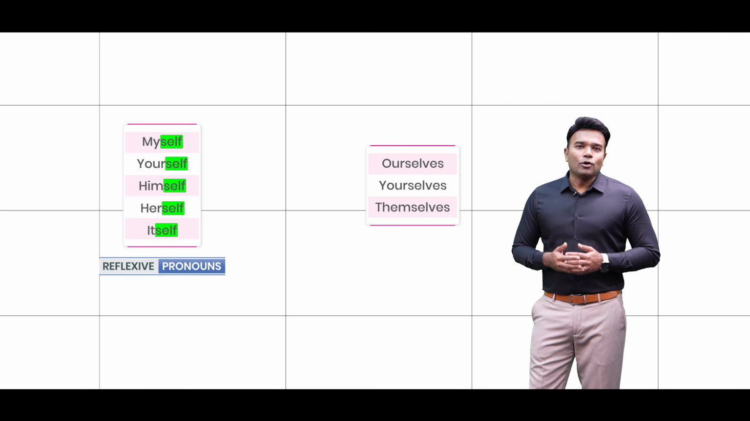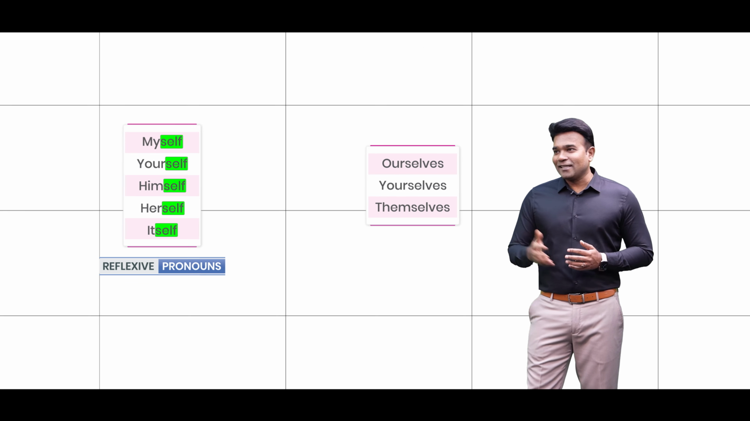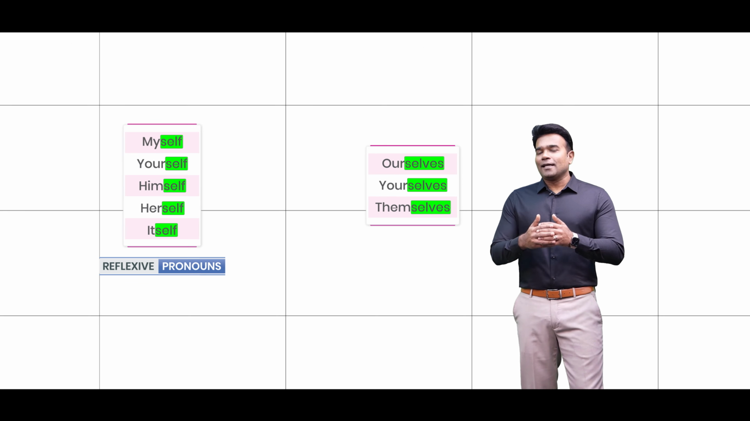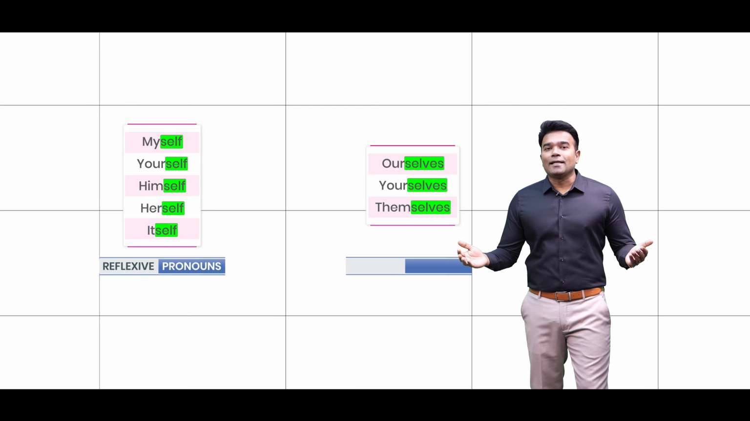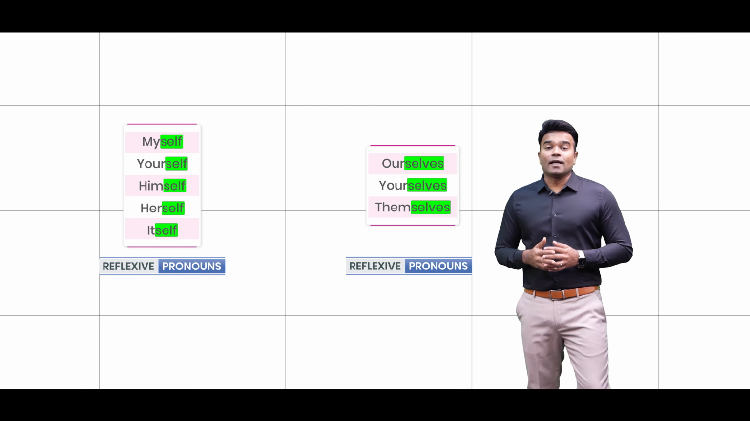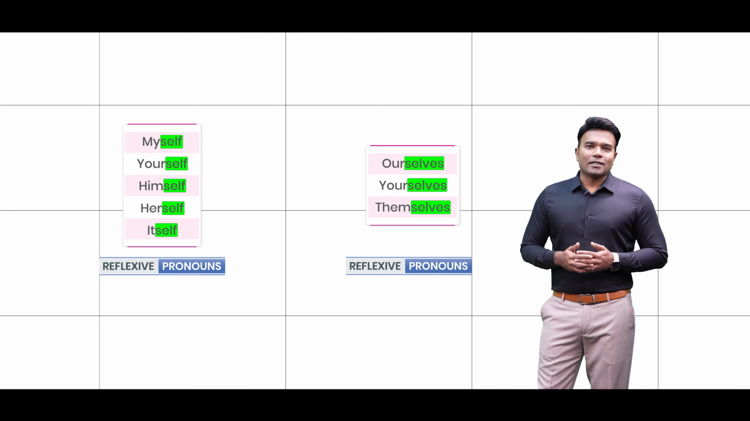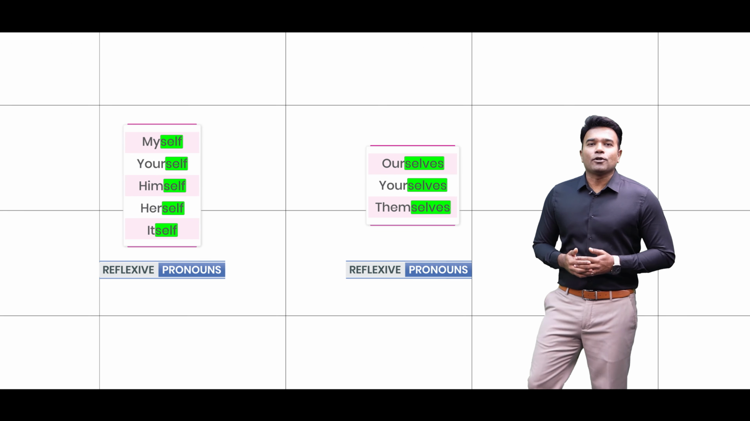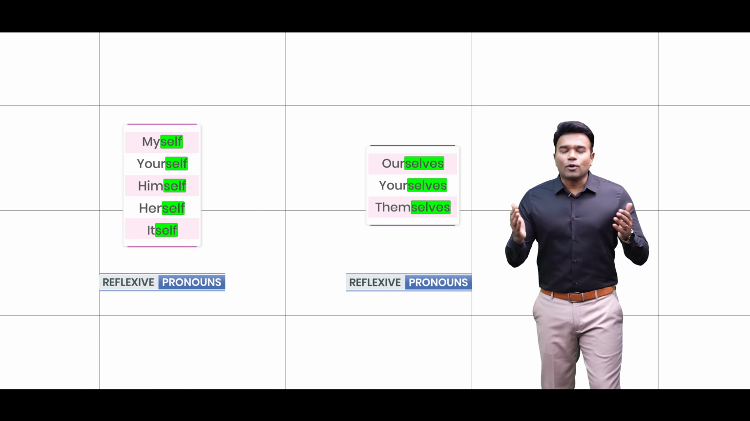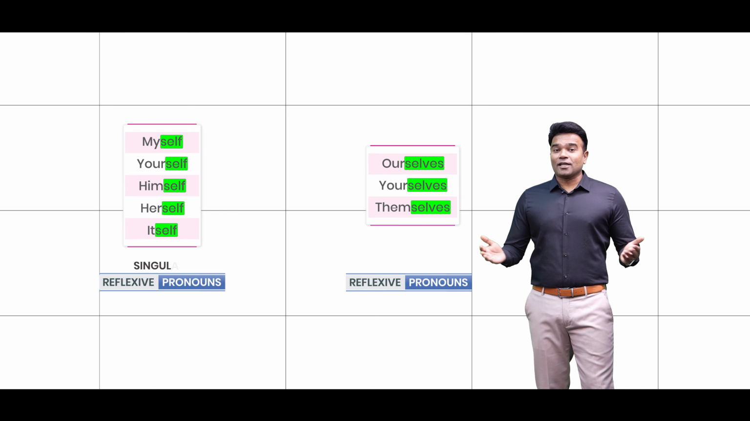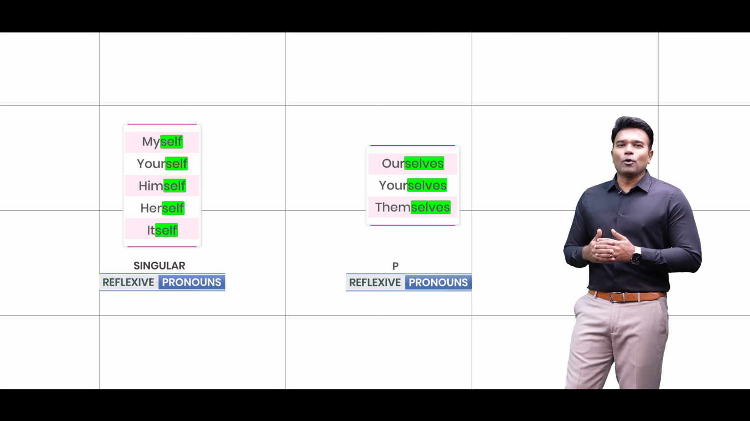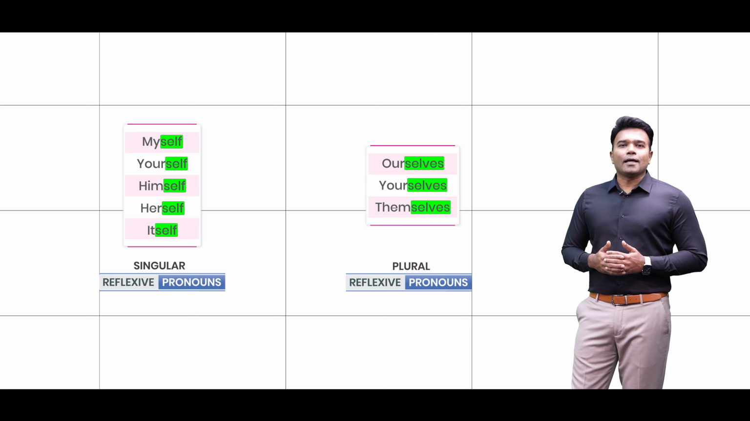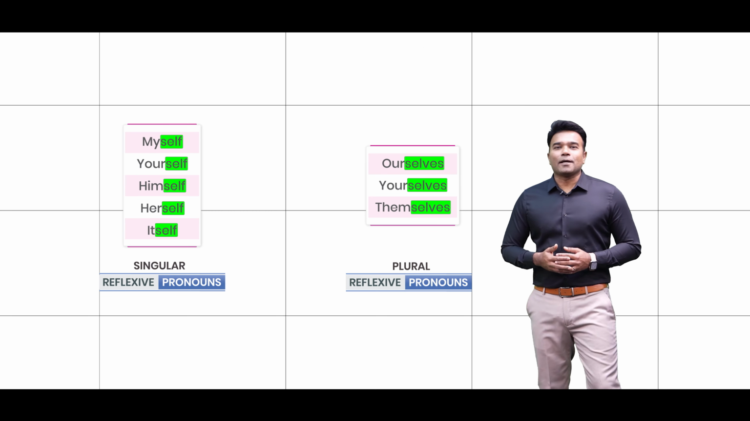Here also you can notice that all of these are ending with selves, and obviously even such words in English vocabulary is what we categorize as the reflexive pronouns. The difference between the two categories is that no doubt they are reflexive pronouns, just that the first category of words are categorized as the singular reflexive pronouns, whereas the second category is put under the plural reflexive pronouns.